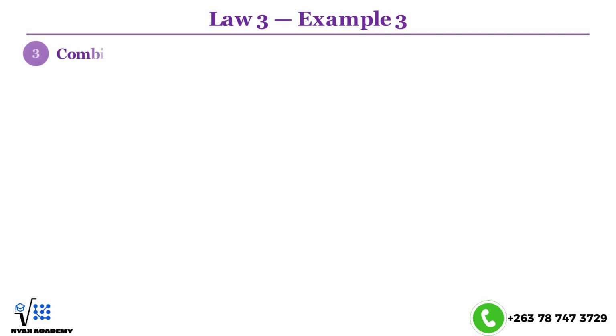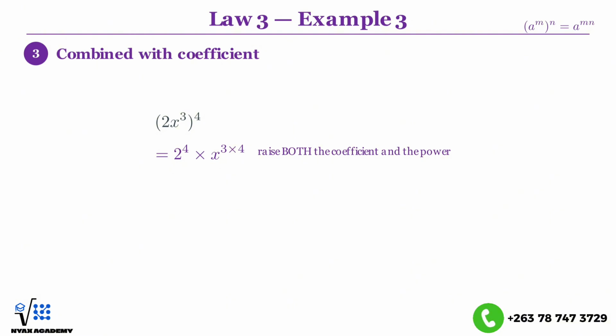Now ngatichereche 2x cubed raised to the power of 4. We raise both the coefficient and the power, and it becomes 2 to the power of 4 times x to the power of 3 times 4 towana 16x to the power of 12.